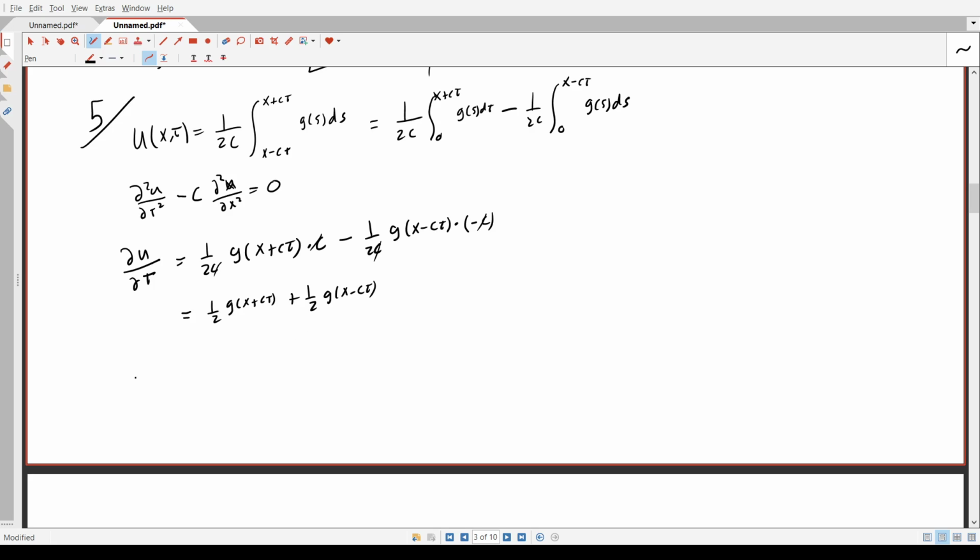Okay, cool. Now let's do the second derivative. So this is just going to be 1 half the derivative of g, which is g prime, times the derivative of what's on the inside with respect to t. So that's times c. And then same thing here. So plus 1 half g prime at x minus ct times the derivative of what's on the inside, that's minus c.